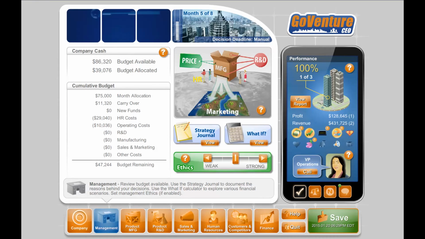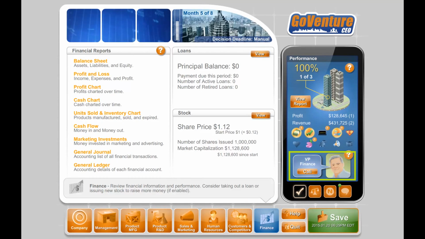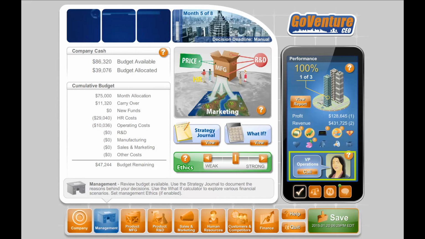Finally, your smartphone also enables you to communicate with your virtual management team. As you navigate to different areas of your business, you will find that the advisor changes. You can click the call button to ask for business advice at any time.